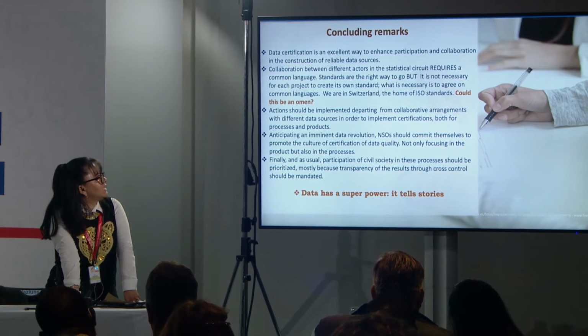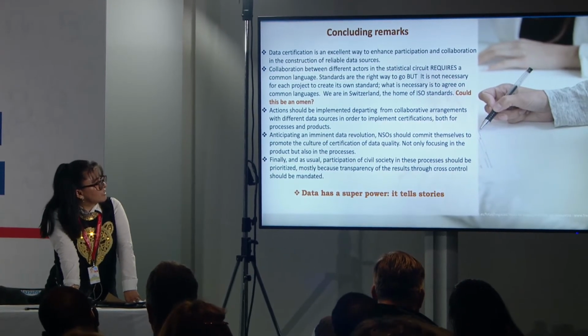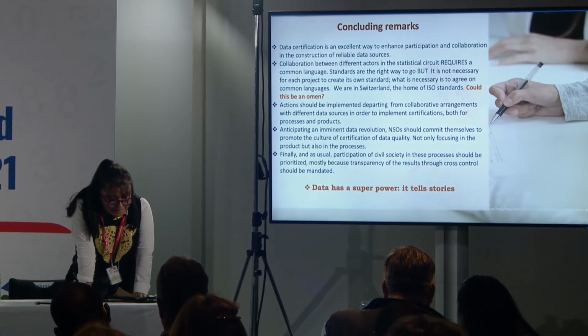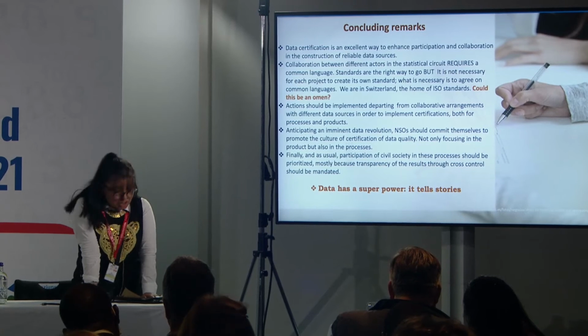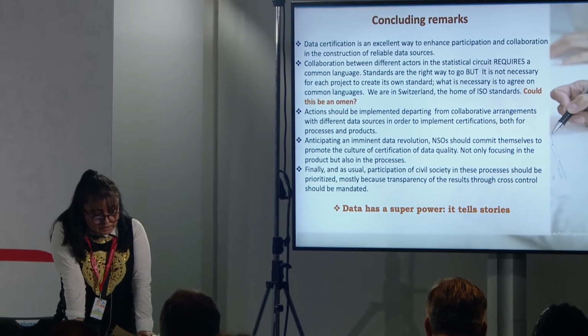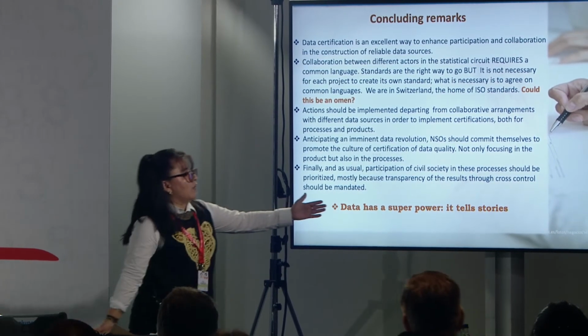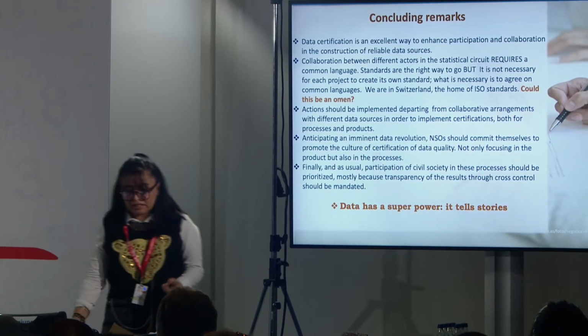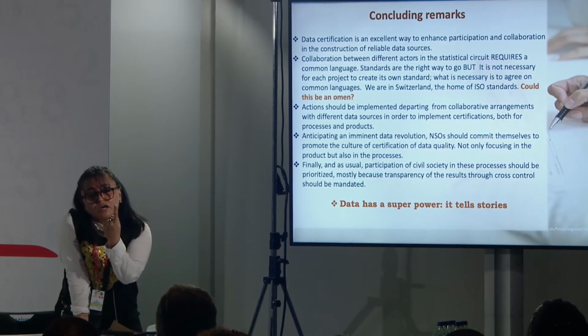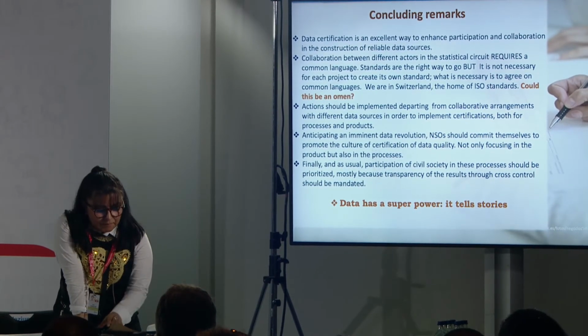Finally, and as usual, participation of civil society in this process should be prioritized, mostly because transparency of the results through cross control should be a major issue. This is very important. We must involve. Data has a superpower. It tells a story, and we need collaboration, and we need to help us because we just have one world and we don't have a plan B.